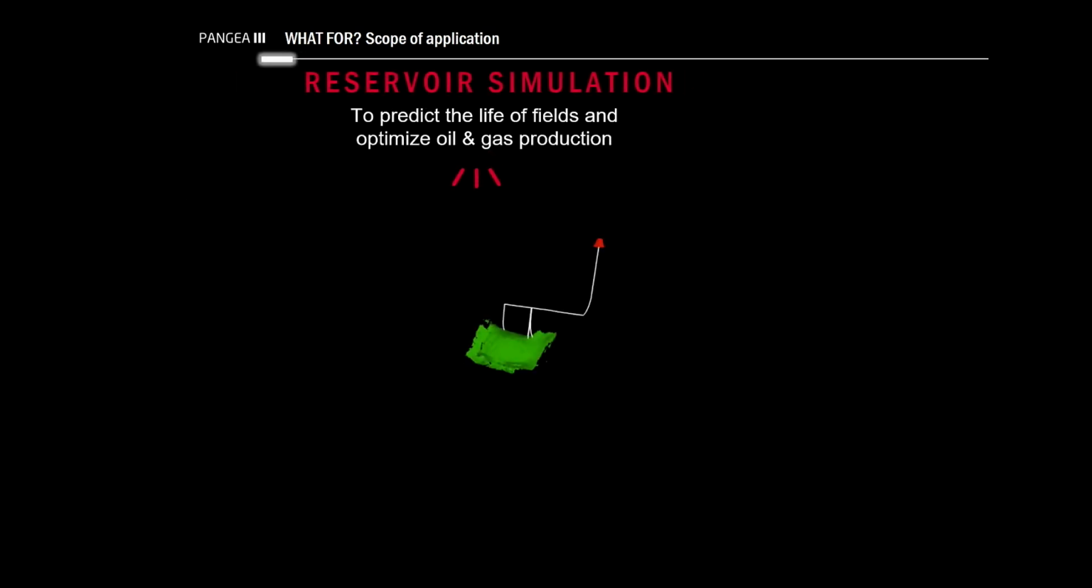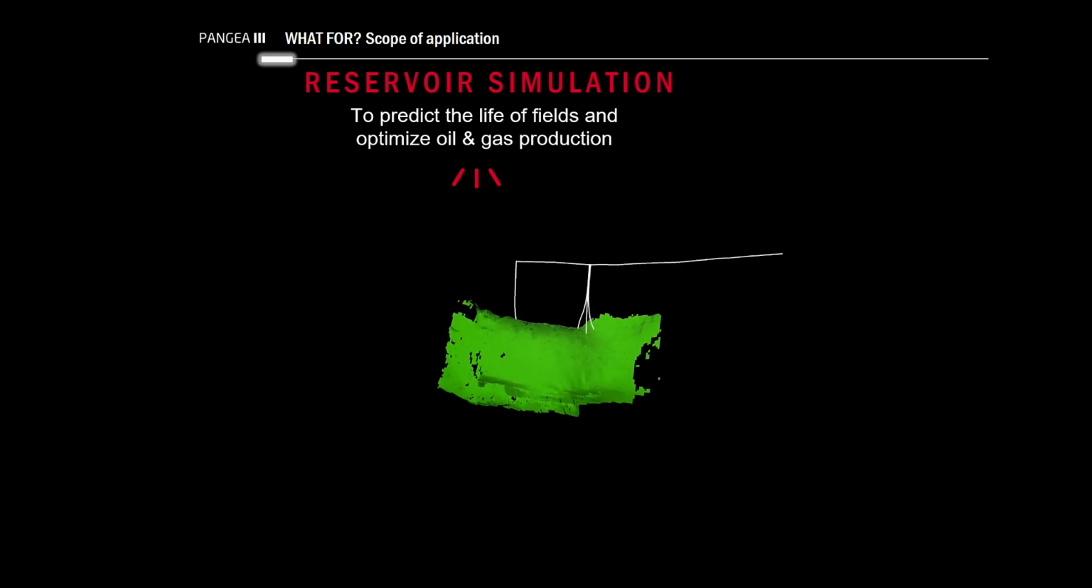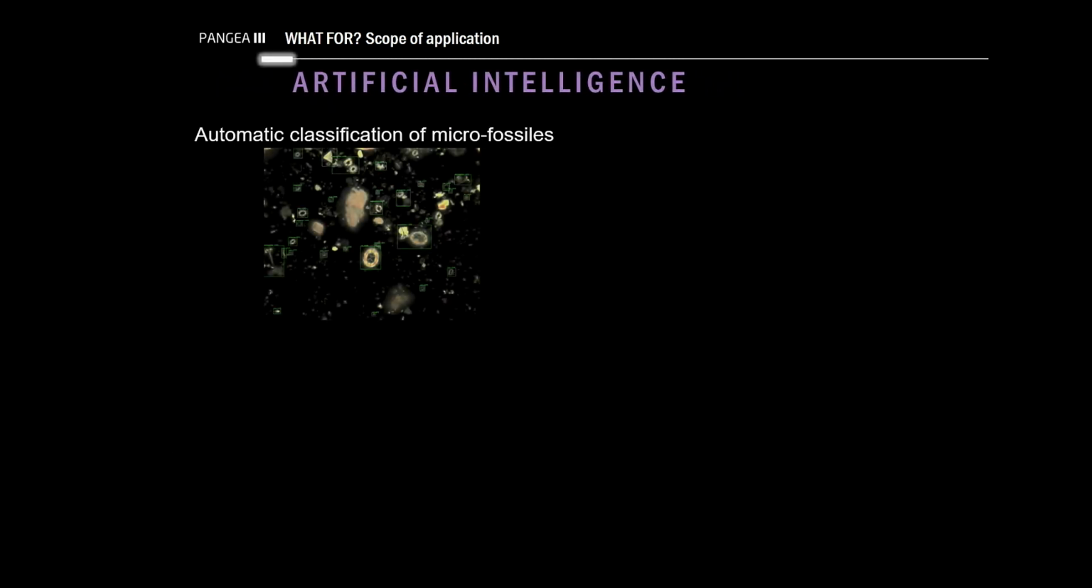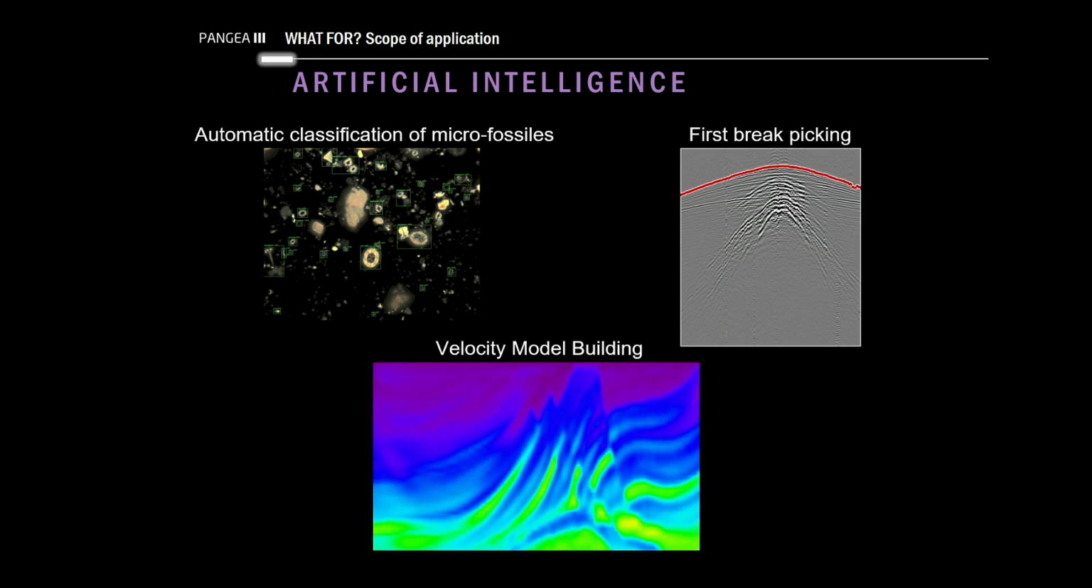The other main usage is reservoir simulation, which represents around 15% of the usage of the system. But more and more, we have artificial intelligence working on the system. Here we have 3 examples.